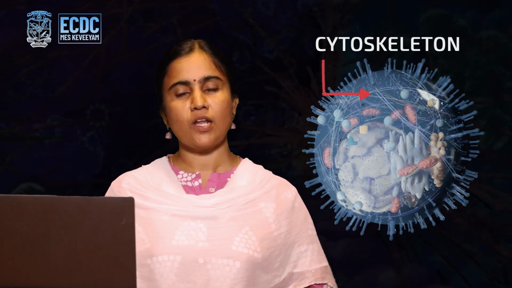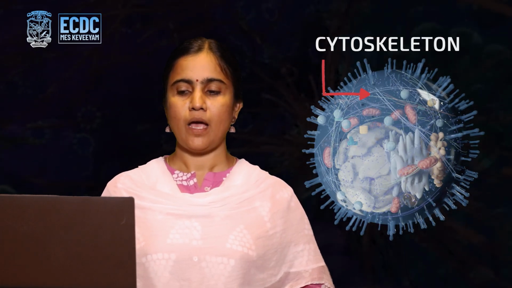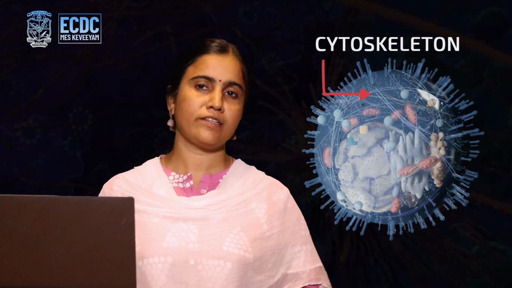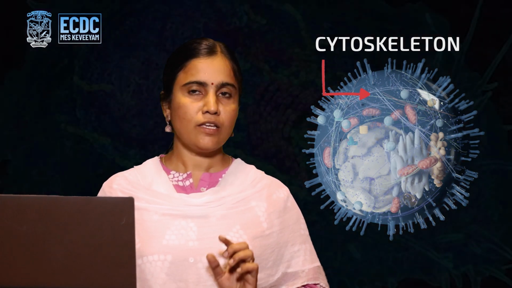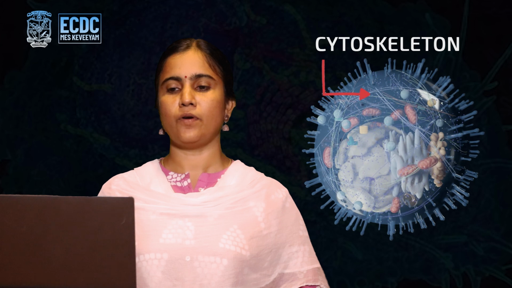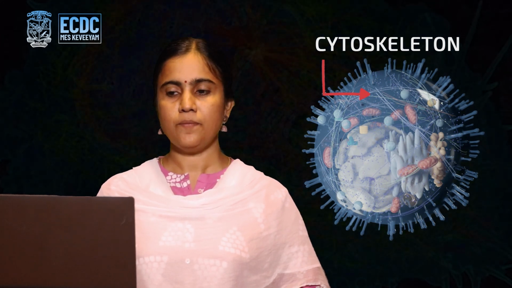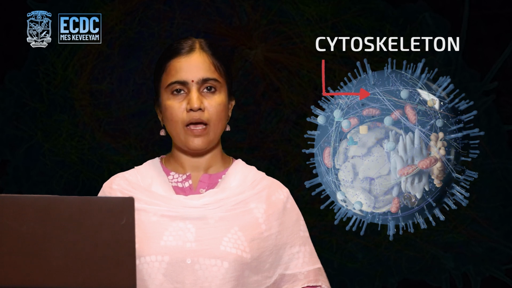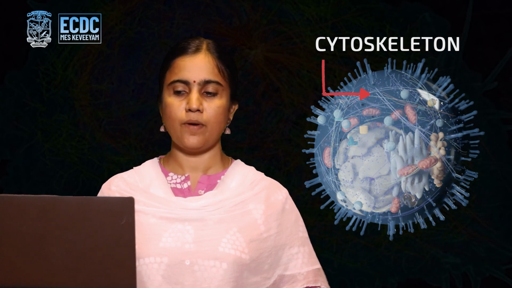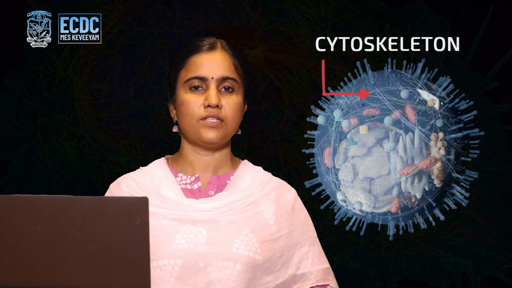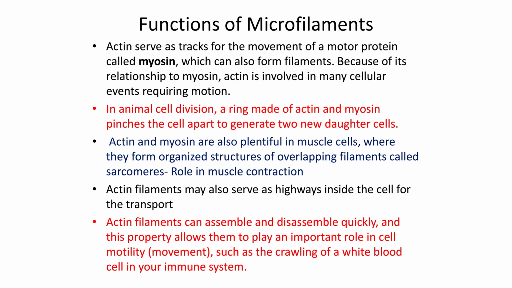So microfilaments are also known as actin filaments as these are made up of actin monomers. Actin filaments are the major components of the microfilaments. Other than these, myosin, troponin, filamin also can be seen as microfilaments. Now what are the functions of microfilaments? Actin serves as tracks for the movement of a motor protein called myosin. This can also form filaments.